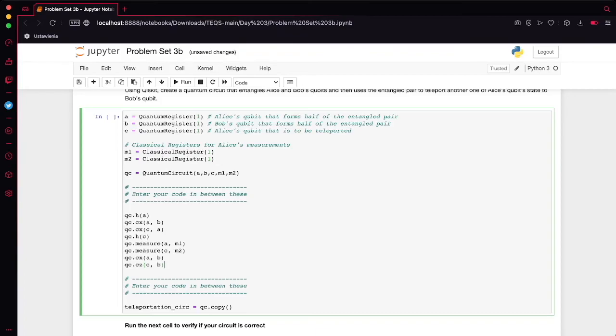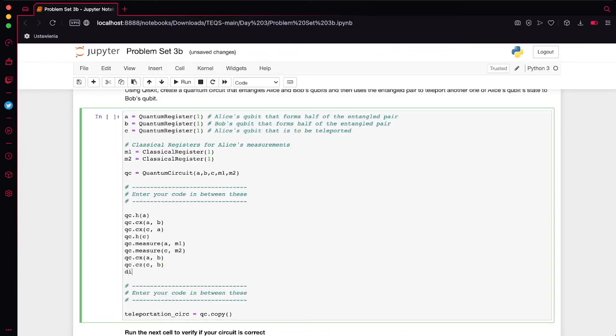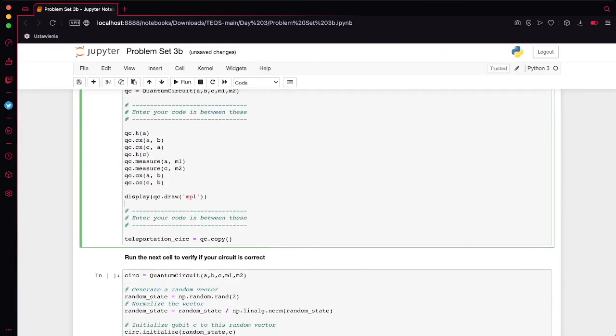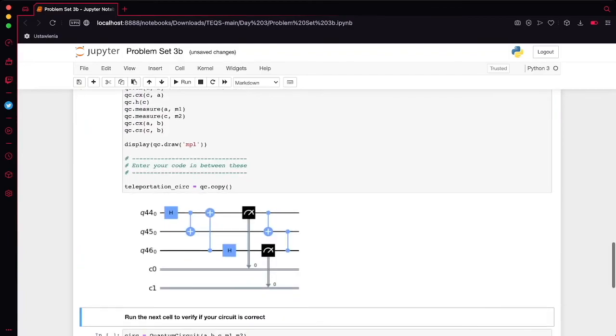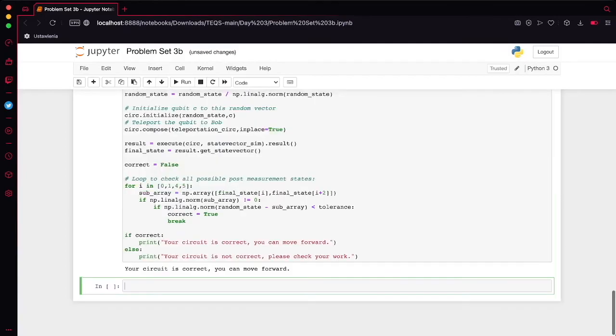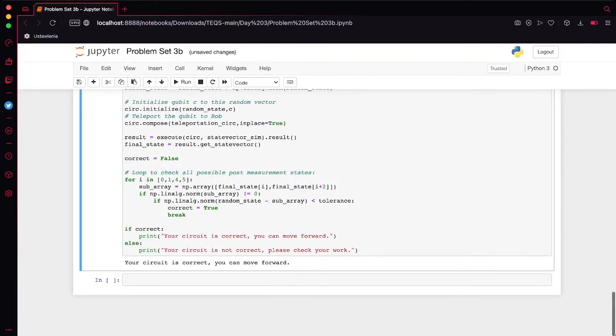And that's actually all. We can also display our circuit. Okay. And that should work. Yeah, so that's it. And let's check, does it work? Yes, your circuit is correct. You can move forward. Yeah, there's nothing forward, so that's all for today.